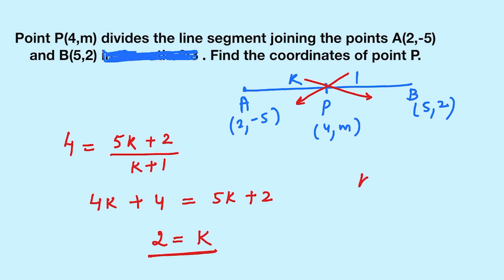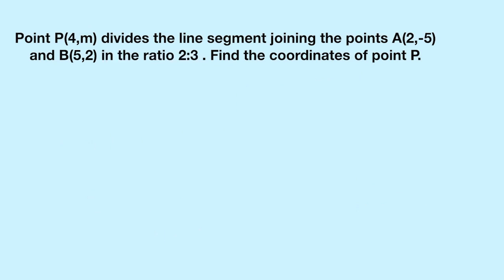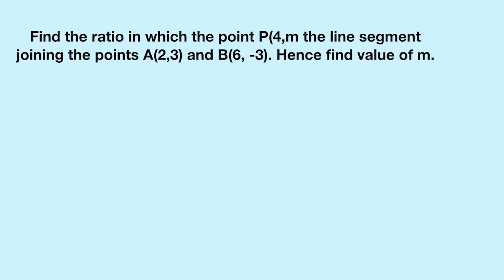So what is the ratio? The ratio was k is to 1, so the ratio is 2 is to 1. Fine. Remember, here you are given the point and then you are finding the ratio. That was a misprint; it was not 2 is to 3. Now here, you have to find the ratio in which the point P divides the line segment joining the points. Actually, this is the right question. Initially, it was not.